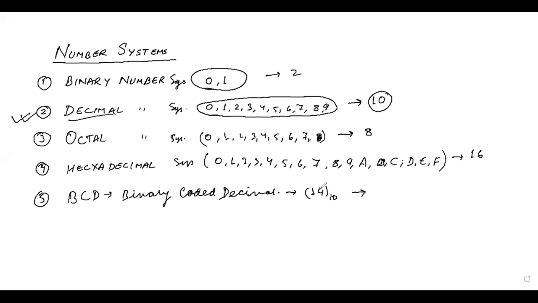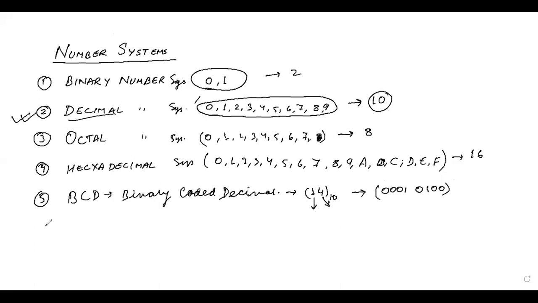So if we want to convert this decimal into BCD, then for each and every digit we have to express the number in 4-bit binary. So 1 can be represented as 0 0 0 1 and this 4 can be represented as 0 1 0 0. Okay, so we have binary coded decimal.